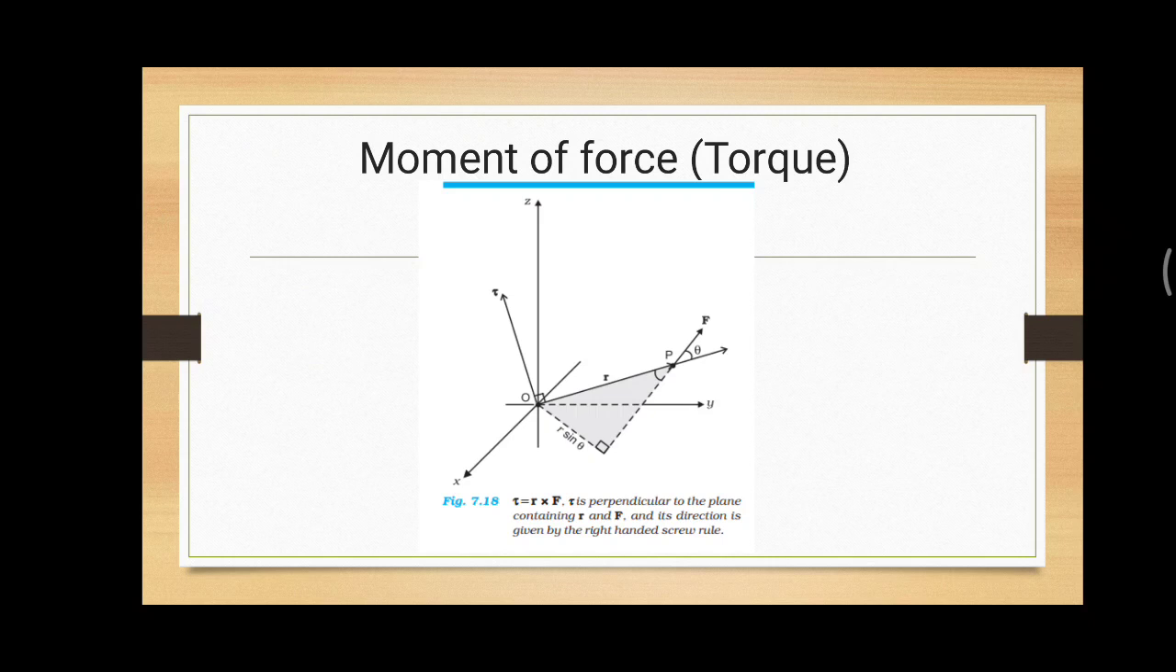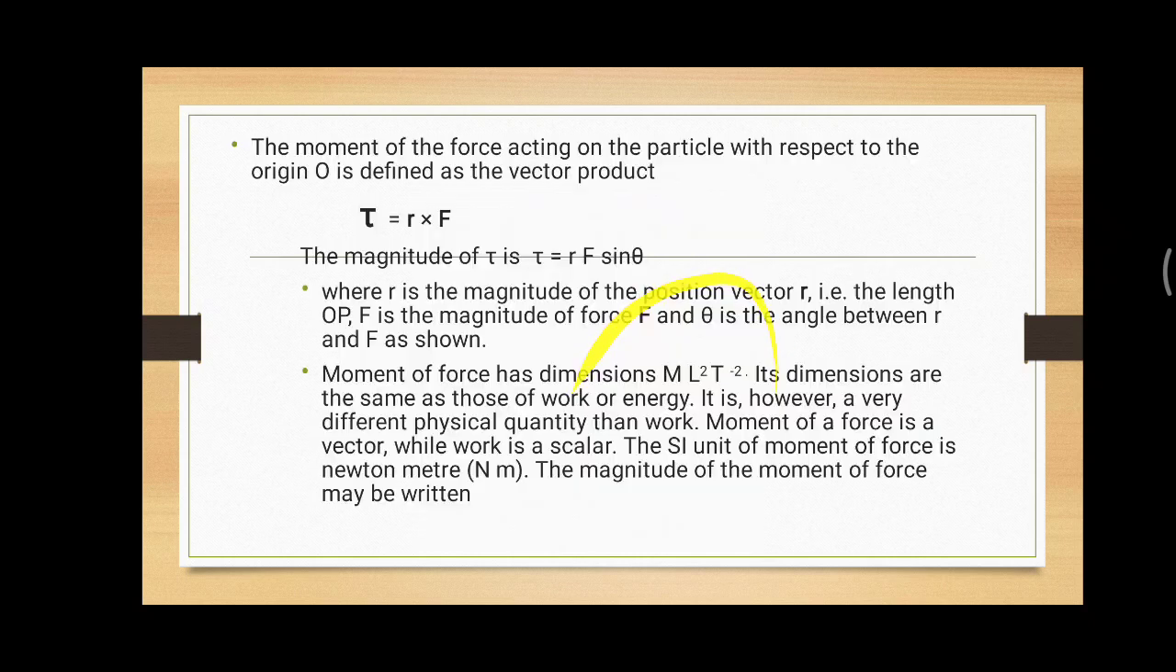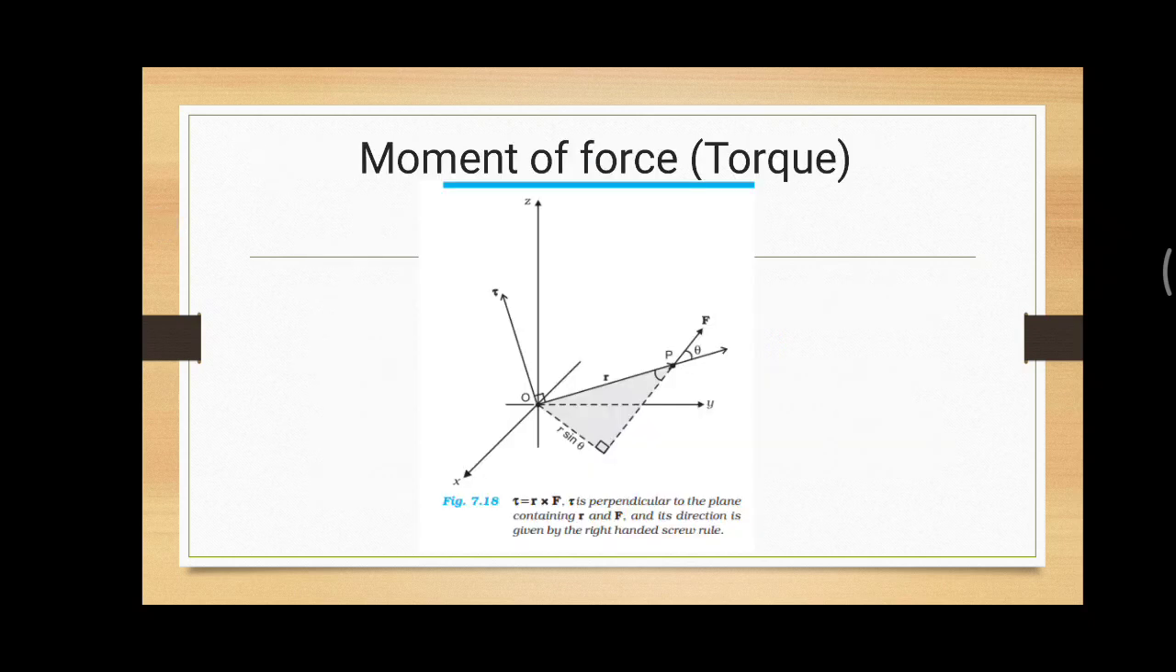As the force acts in this direction, and as it is pivoted here, the movement will be in this direction. That angular effect of the linear force in angular motion is known as the moment of the force. And the moment of force is represented by the term tau.